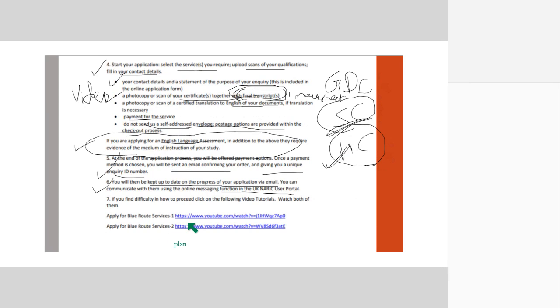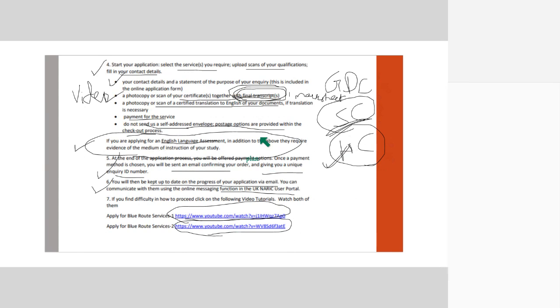They have also given you some YouTube links to check out on how to proceed, step by step. So if you have issues following the written instructions, please make sure that you look at the YouTube videos. It is a very simple step by step procedure, and it should be easy for all of you to apply for a NARIC statement of comparability.